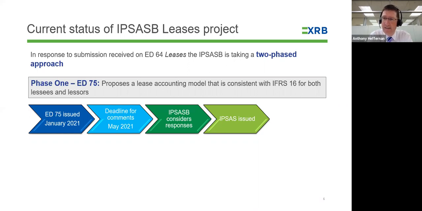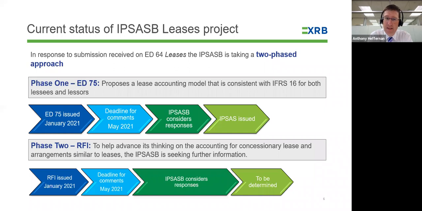But that's phase one. And phase two, just clicking through, is an RFI. And what happened with the first exposure draft, ED 64, is that it included proposals for concessionary leases of how to account for them. The IPSASB received mixed feedback. So they've taken that away and said, okay, we need to find more information about concessionary leases that exist in practice in the public sector. And also we need some more information about different types of arrangements that look and feel like leases, but don't quite meet the definition of a lease. So they've issued an RFI.